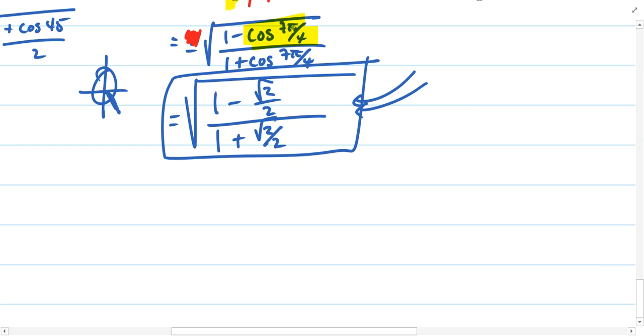And 7 pi over 4 is the position right here. It's the last 45-degree angle before horizontal. And in this position, x is positive. So if I need to simplify this, 1 minus the x value, which happens to be the square root of 2 over 2. So we've got 1 minus square root 2 over 2 over 1 plus square root 2 over 2. And if I were going to make a guess, I would think that Math Excel will accept this.